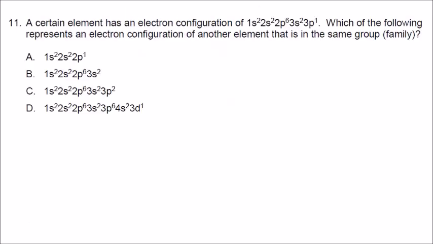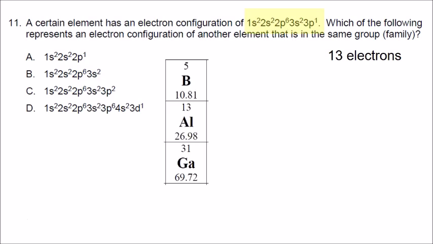All right, number 11. We are given an electron configuration which is 1s2, 2s2, 2p6, 3s2, and 3p1. That is a total of 13 electrons. So this is aluminum on the periodic table. Which of the following is an electron configuration of another element that is in the same group or family?